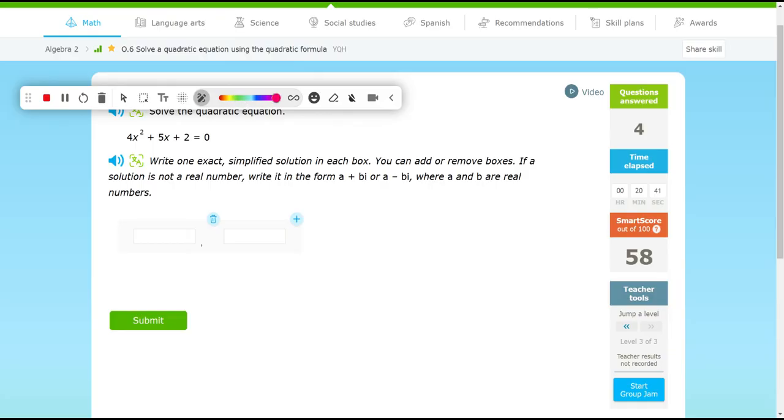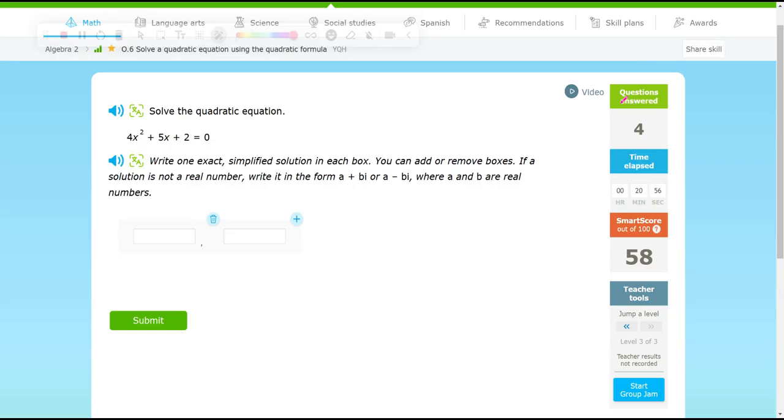So we repeat the same steps. Step number 1, identify A, B, C. Step number one, identify A, B, and C. So A, again, that's the coefficient in front of x squared, in this case number 4. B is the coefficient in front of x, that's number 5. And then C is number 2. Okay, so that's step number 1.